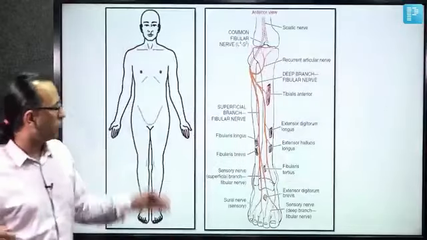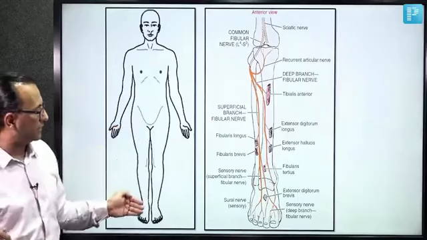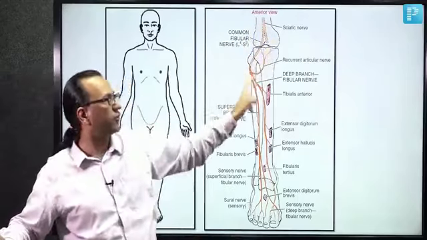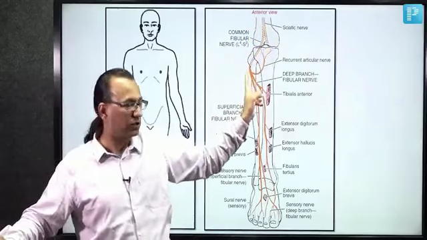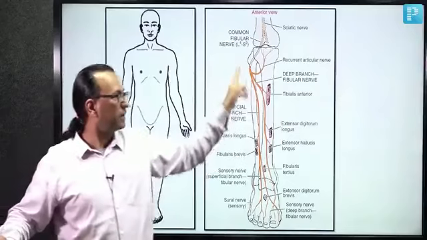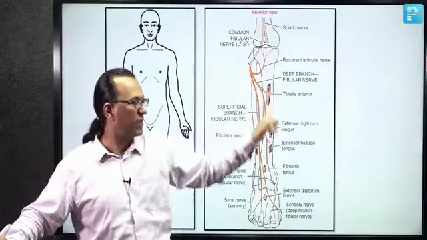Now looking at the front view of the right leg, you will find that there is a common peroneal nerve, which is a part of the sciatic nerve, coming lateral to the neck of fibula and dividing into two. There is a superficial branch which is going to the lateral leg compartment. There is a deep branch which is coming anterior tibia.